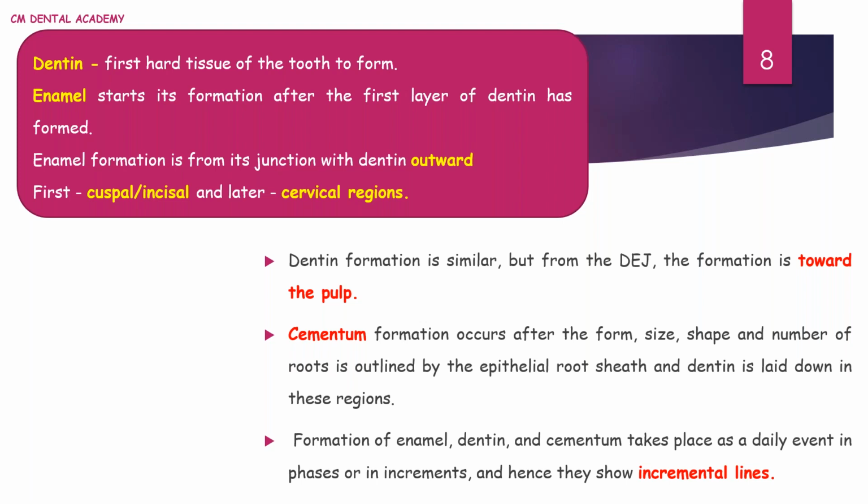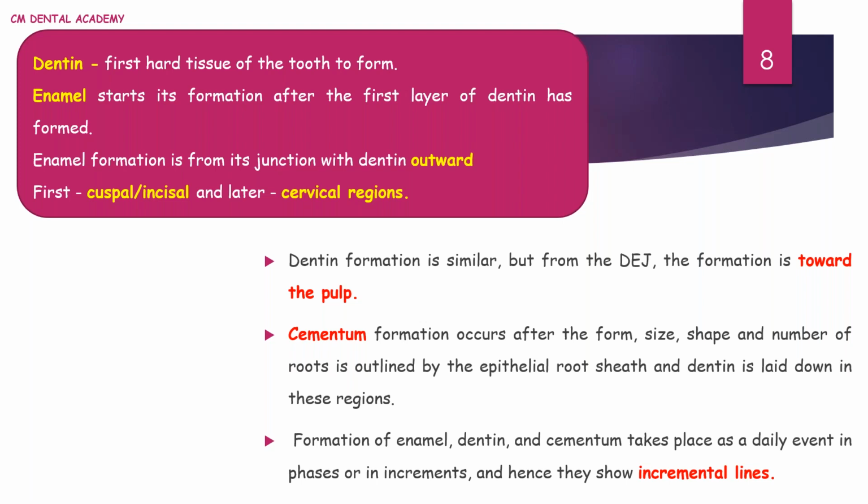In the case of enamel, first the incisal edges or cusps are formed, and then it comes down to the cervical region. This is how the deposition of the enamel occurs. Dentine formation is also similar, but it occurs from the dentino-enamel junction towards the pulp cavity. The cementum formation occurs after the form, size, and shape of the root is outlined by the epithelial root sheath.